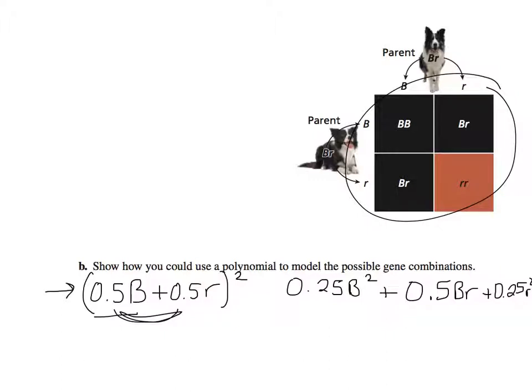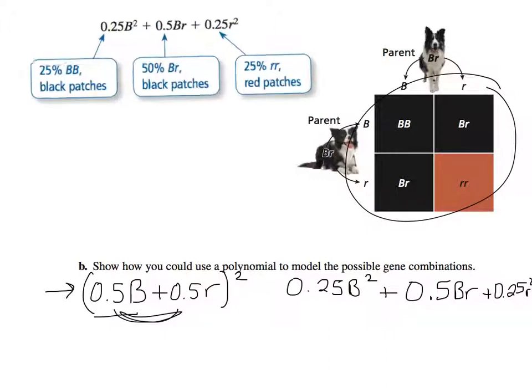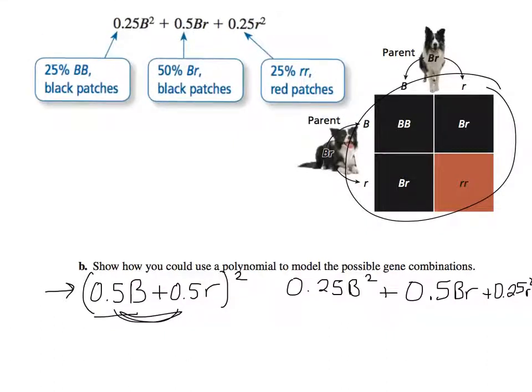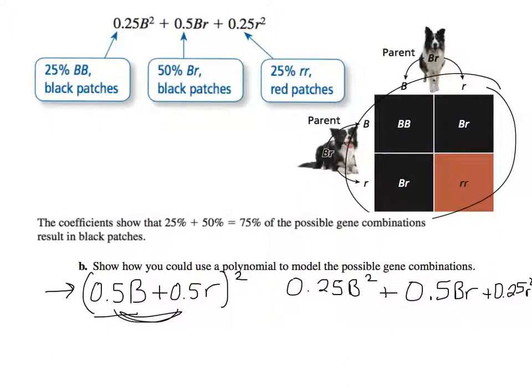And this is what we then have to look at. This is what we have written down right here. 0.25 represents percent. So 25% represents black patches. 50% BR, also black patches. And 25% is the remaining RR. So because the coefficients show that 25, right here, 25% plus 50%, that's how we get 75% as the possible gene combinations that result in black patches.